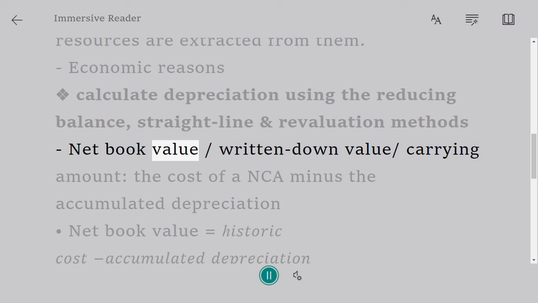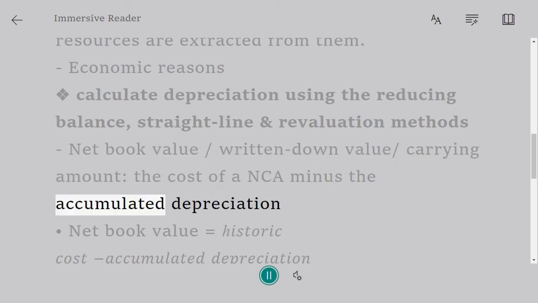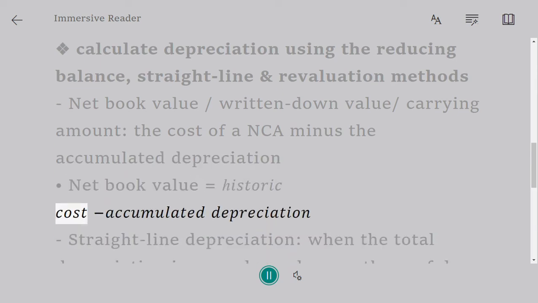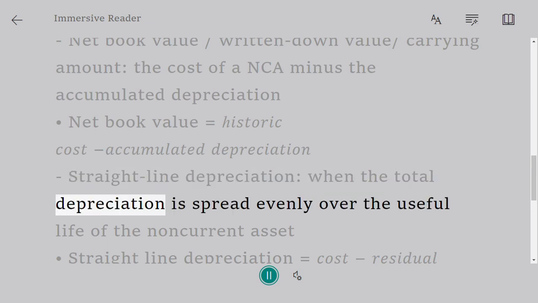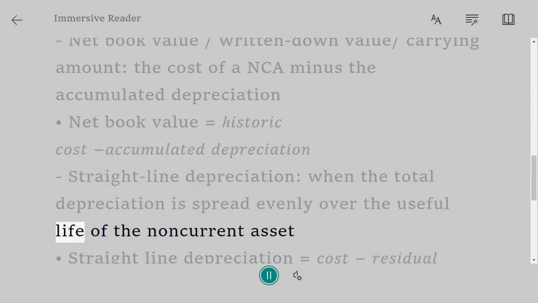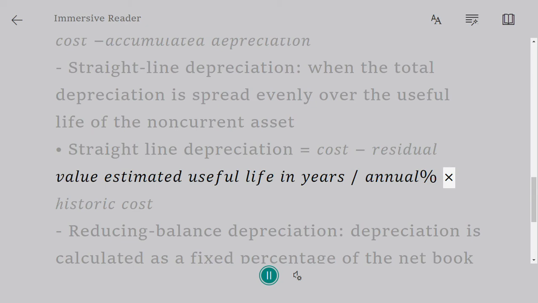Net book value / written down value / carrying amount: the cost of a NCA minus the accumulated depreciation. Net book value equals cost minus straight-line depreciation, when the total depreciation is spread evenly over the useful life of the non-current asset. Straight-line depreciation equals cost minus residual value divided by y, or a percentage times cost.